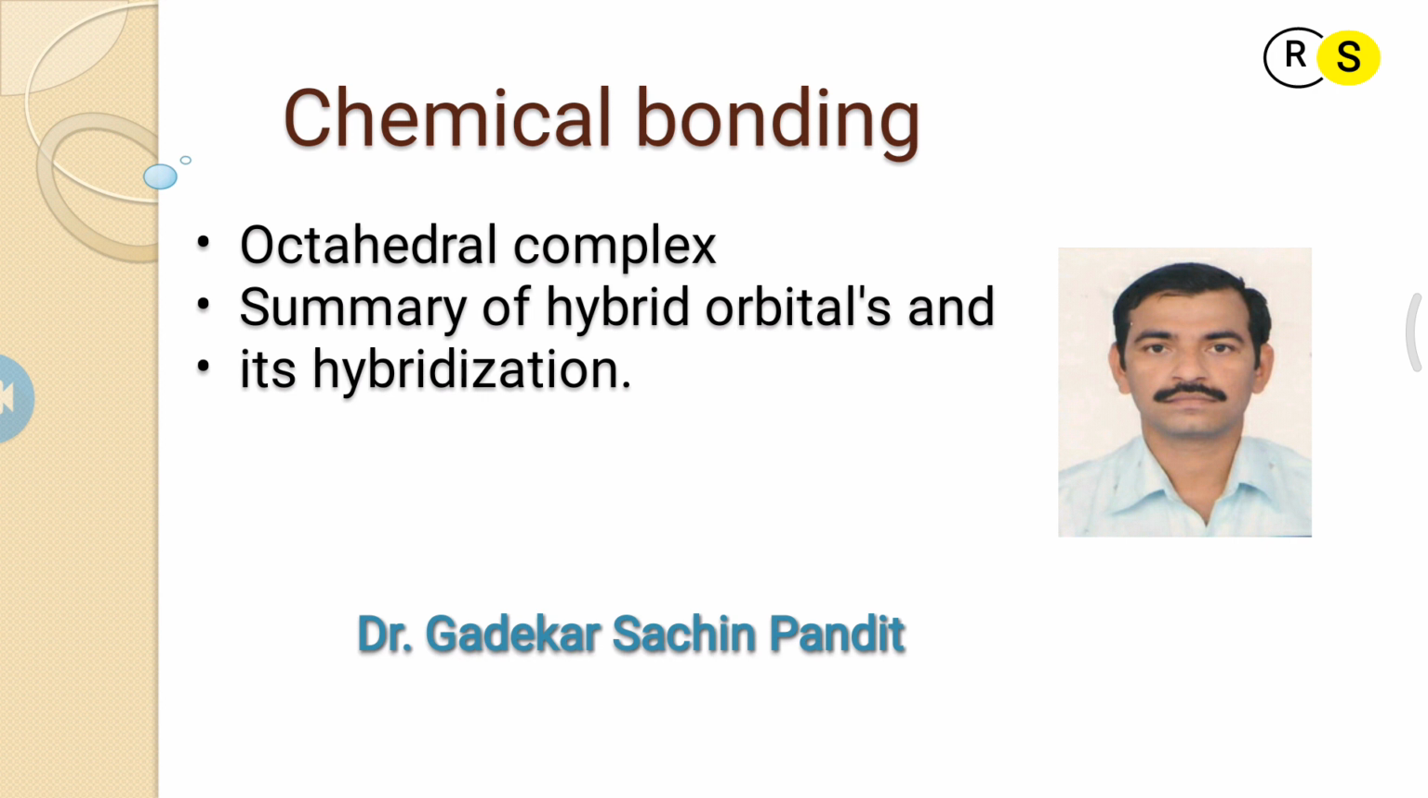Okay, if compounds involve dsp3 types of hybridization, they form a trigonal bipyramidal complex or square pyramidal types of complex. So these different shapes and geometries we discussed in the last lecture. We discussed the formation of one example, the pentacarbonyl iron complex.